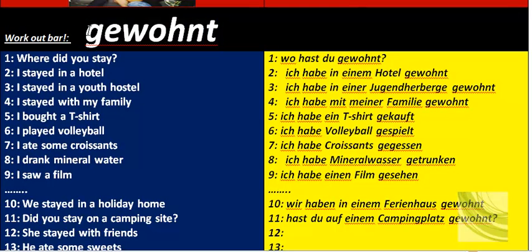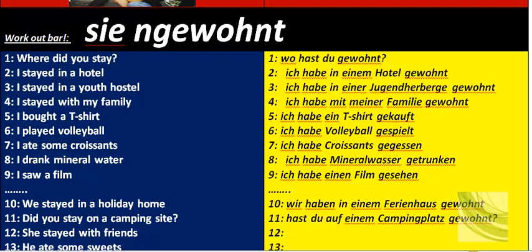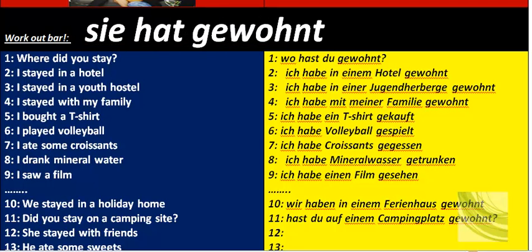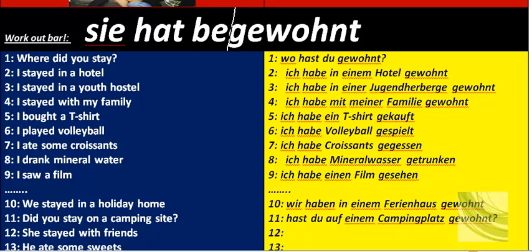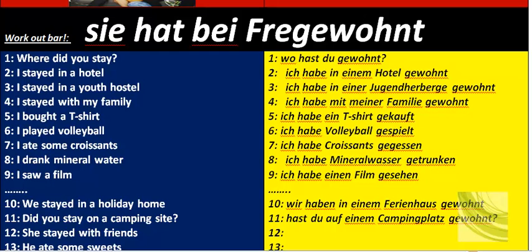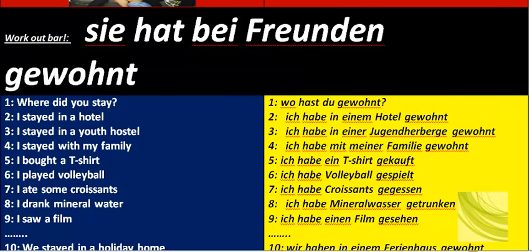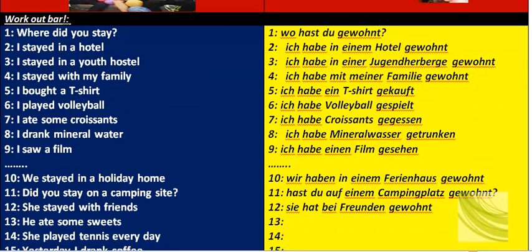So literally, she has. Now, she has is sie hat. Sie hat gewohnt. With friends, you've got different ways of doing it. We'll use this one here, bei Freunden. Now, when I say different ways, you can also say mit Freunden. Mit literally does mean with, and bei has a sense of more to do with at or by. Okay, so sie hat bei Freunden gewohnt. She stayed with friends.